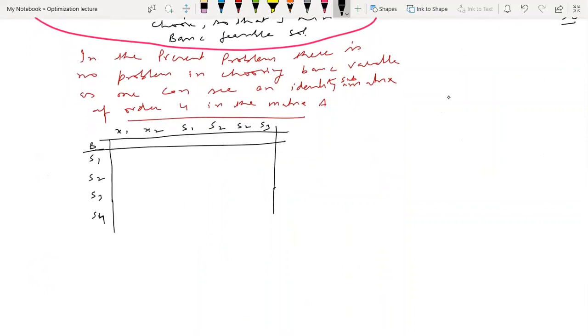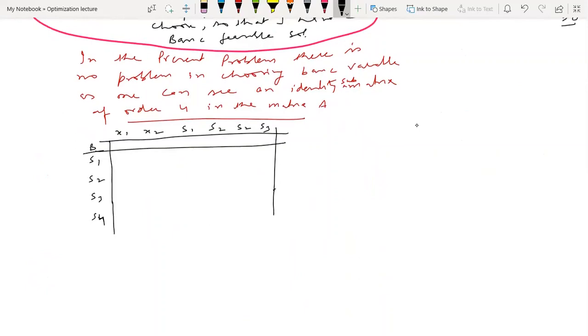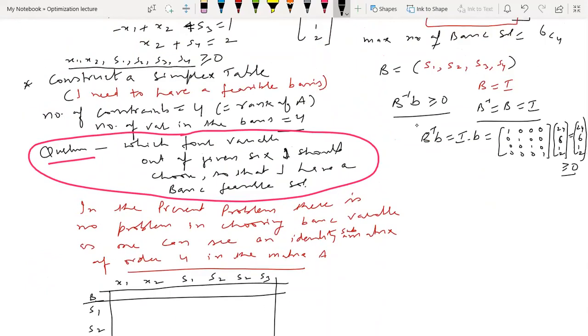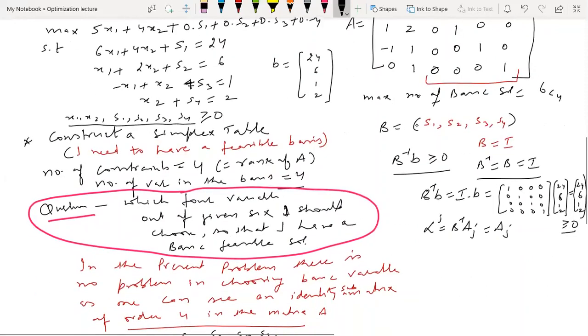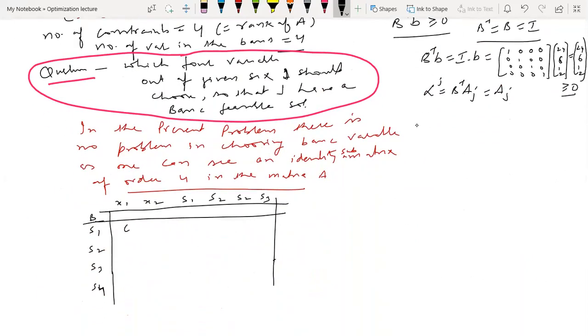So because my slack variables are in the identity matrix, and because I have to calculate what my alpha j is. So alpha j is what? That is my B inverse Aj, because B inverse is an identity matrix. So this will come out to be equal to Aj. So that means B inverse multiplied with the columns of A will actually give the same column. So my first table is actually the same A matrix. Okay. So it is 6, 1, minus 1, 0. This is 6, 1, minus 1, 0. And then I will be having the second column as, let me see, 4, 2, 1, 1.